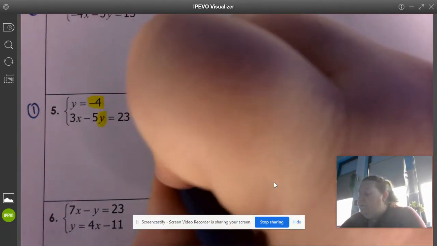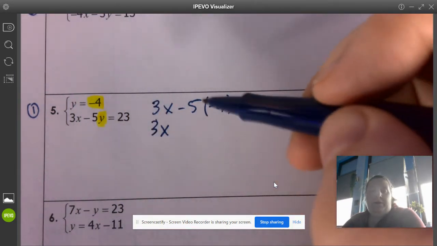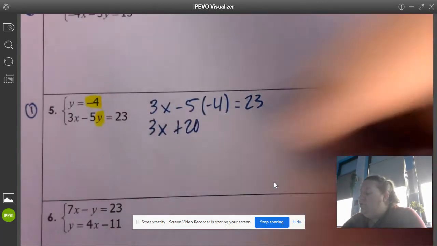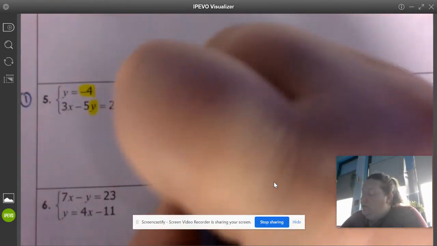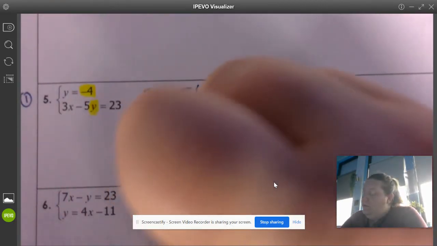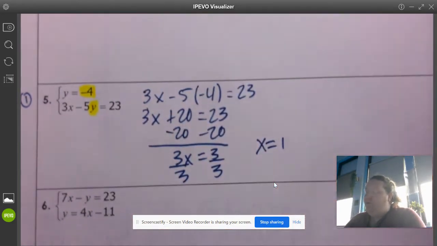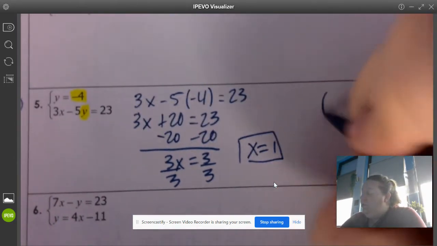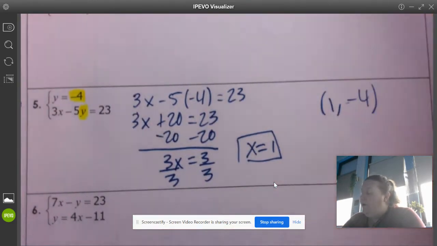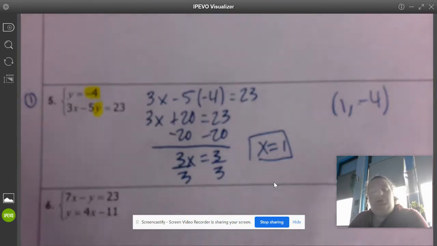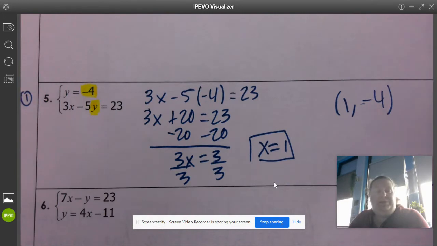So now I'm going to solve. I'm going to bring down this 3x, -5. Make sure you take the sign in front of each number. Times -4 is 20, equals 23. And now I just have a two-step. So minus 20, 3x equals 3, divided by 3, and x equals 1. As an ordered pair, we have x is 1, and we know y is -4. That means if I was to graph these two equations on a coordinate plane, I would see that they intersect at this solution. Okay.